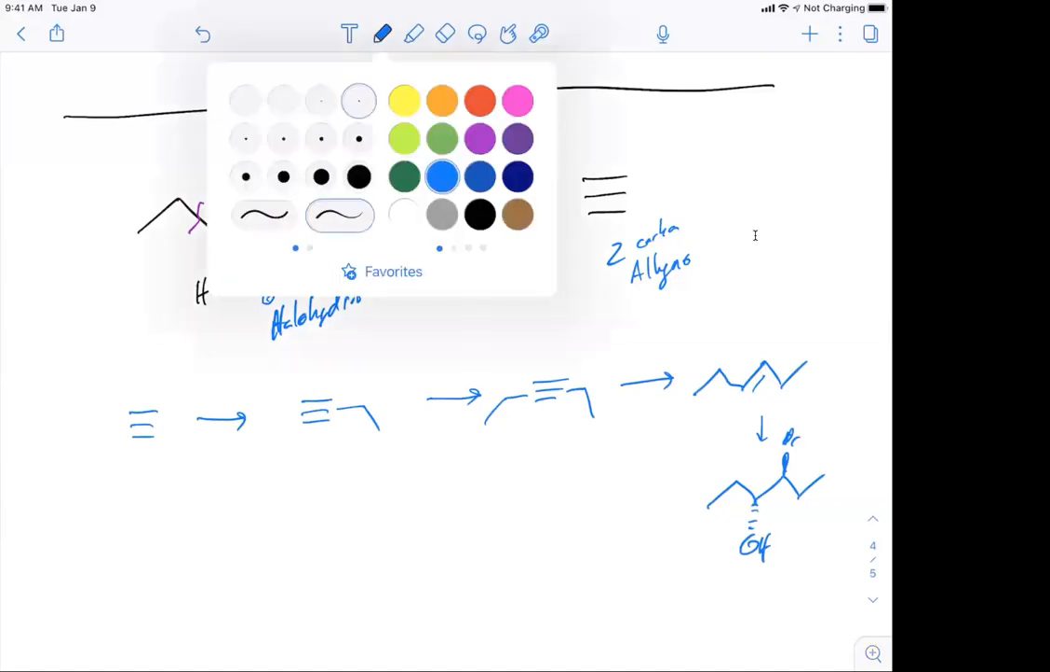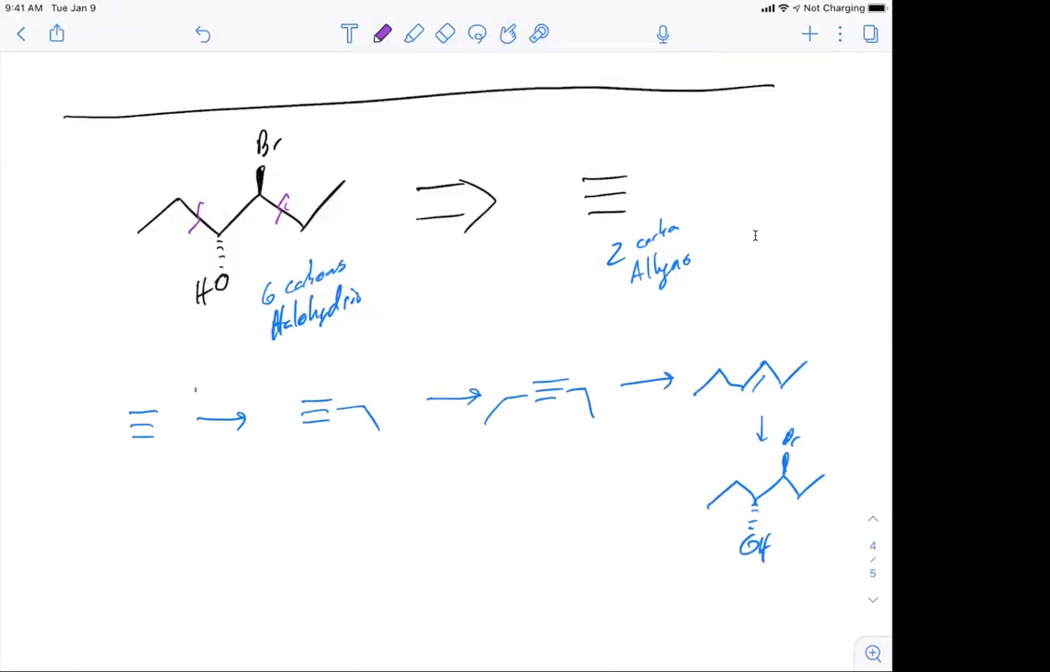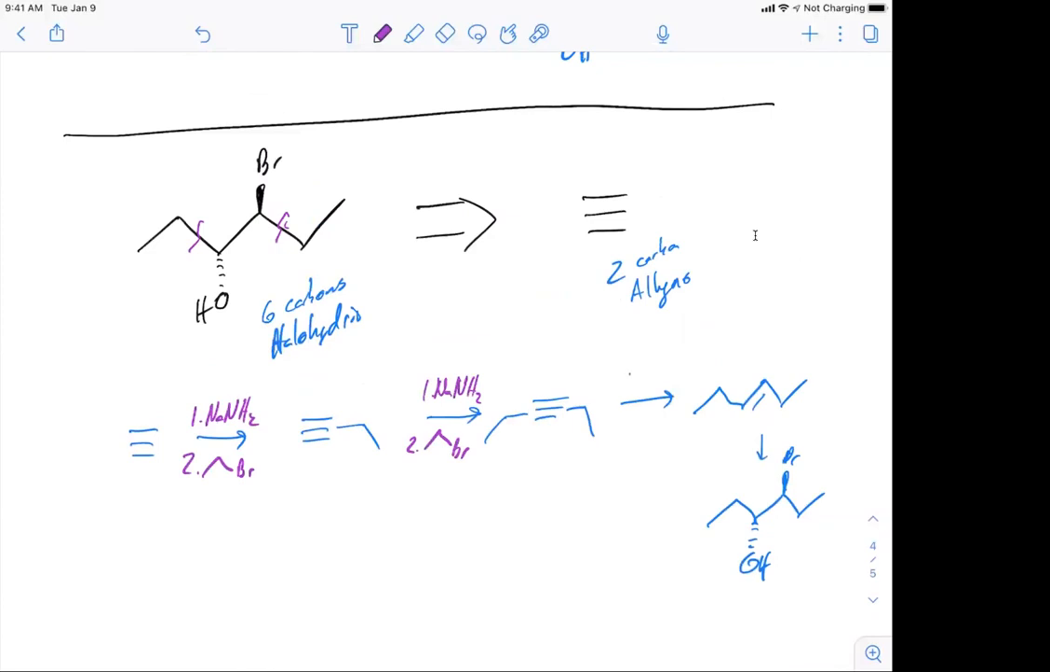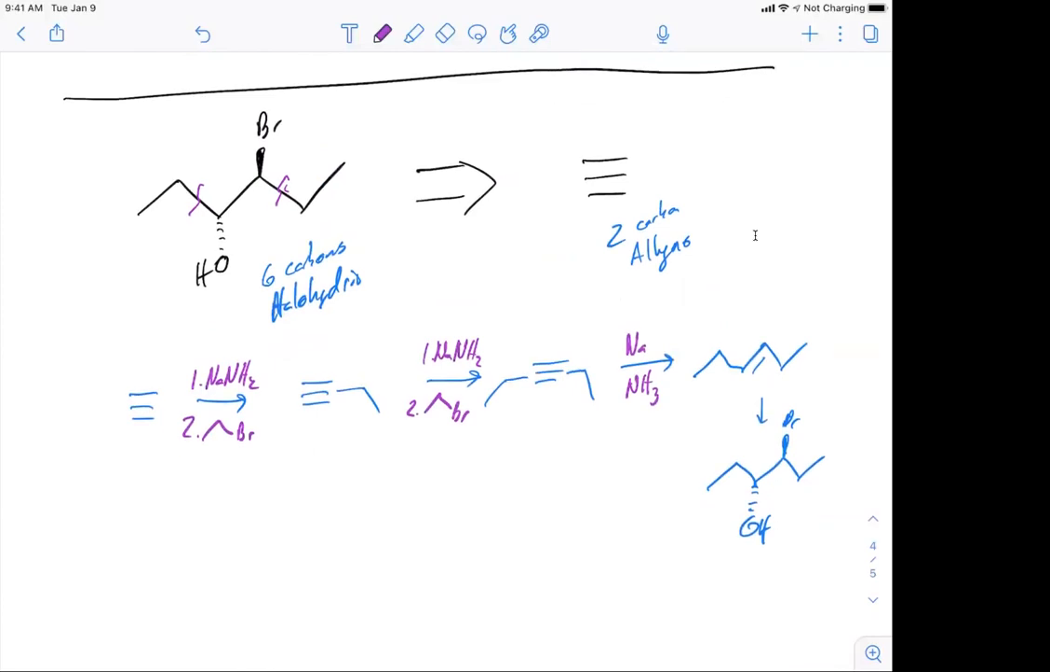Okay, so if we put in our reagents, here we're going to use sodium amide, followed by our ethyl bromide or ethyl iodide. Then we'll do that again, sodium amide, followed by our ethyl bromide. Then to get the trans, I need a dissolving metal reduction, right? So that's sodium in ammonia. Okay, and then to get the bromine, the halohydrin, I just need bromine and water.